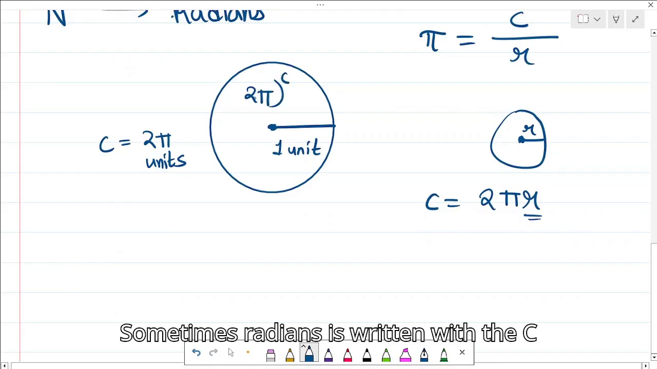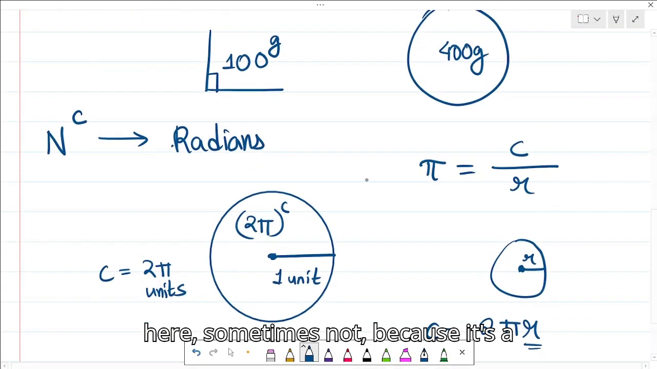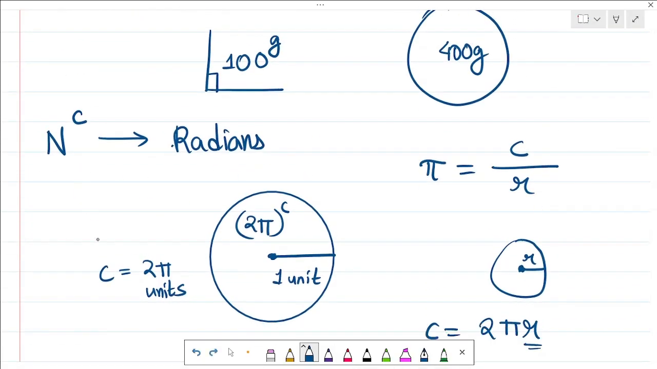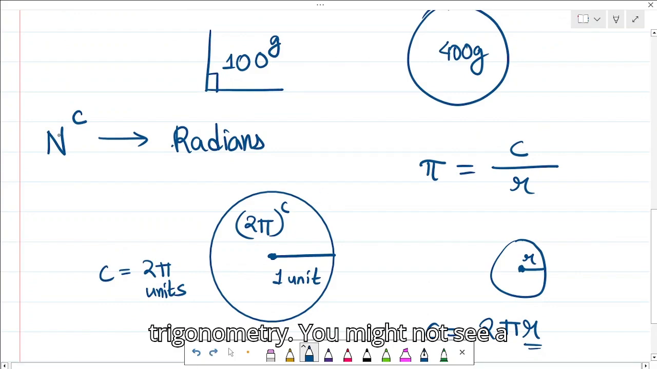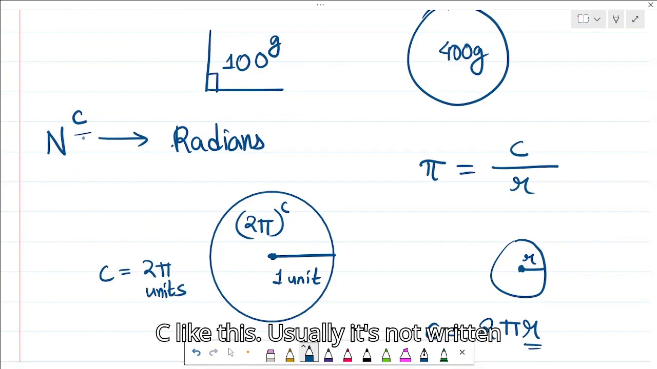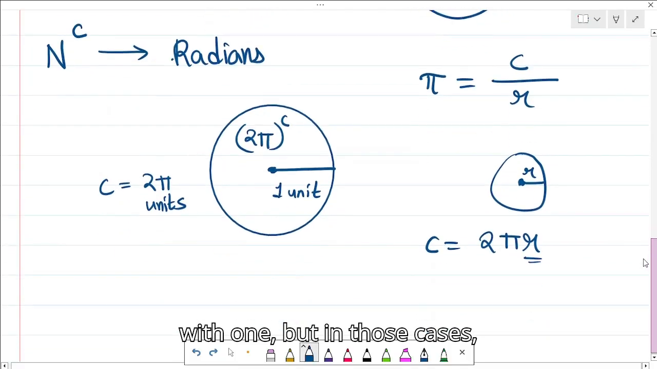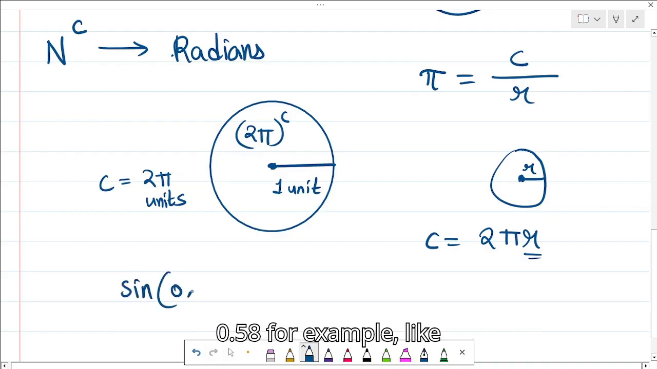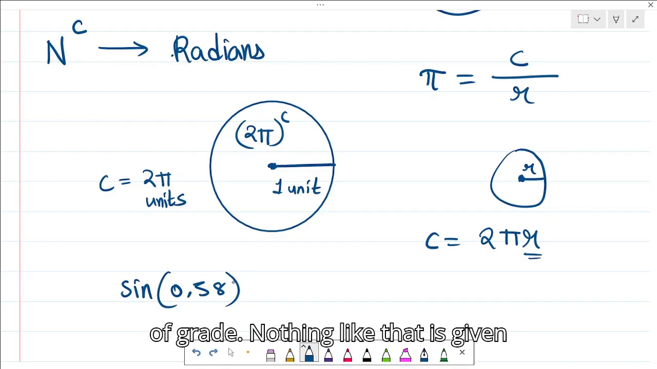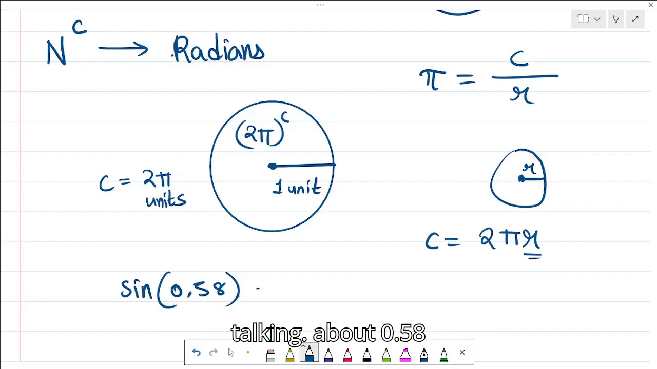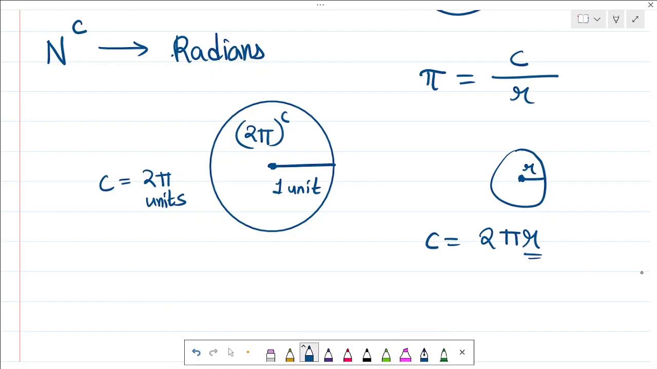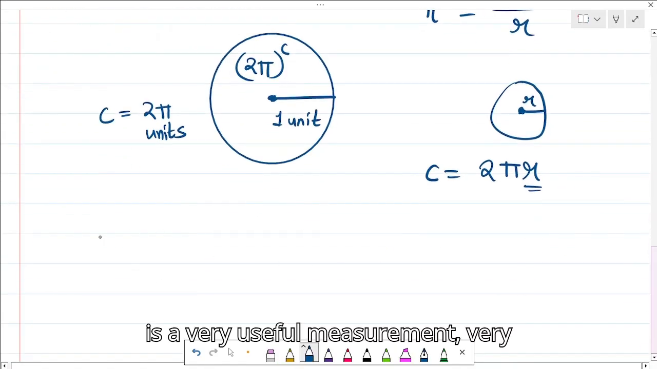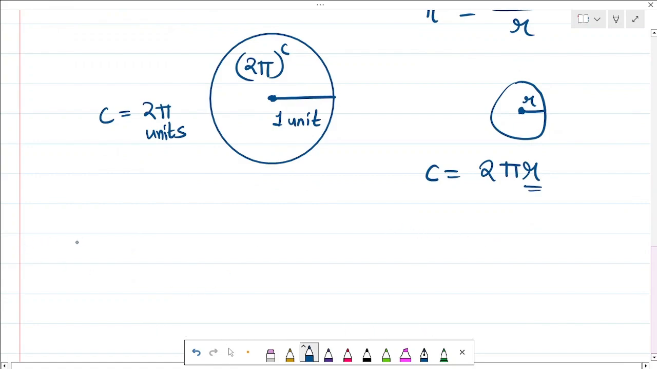Sometimes radians is written with the C here, sometimes not, because it's such a common unit in some fields like calculus, trigonometry. You might not see a C written. Usually it's not written, but in those cases, you can usually assume that it's in radians. So for example, if you have sine 0.58, clearly no degree or grade is given here. You can assume that this is talking about 0.58 radians. All right. This is a very useful unit, radians.